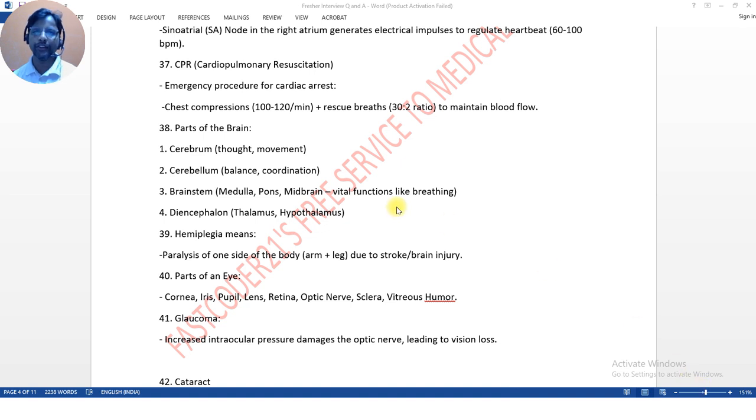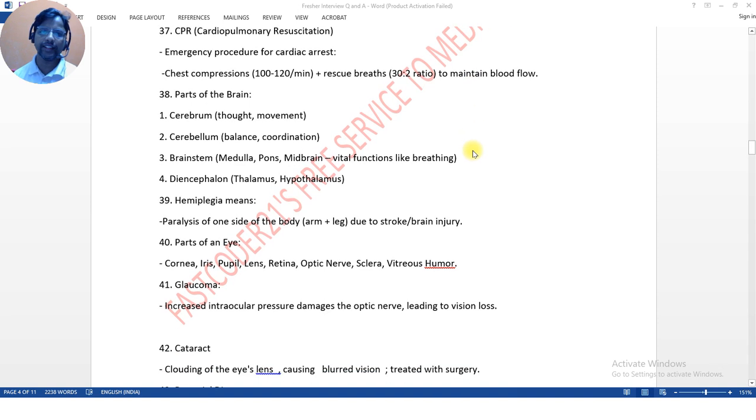So in part 1, we have learned until CPR, cardiopulmonary resuscitation. So this is basically the procedure for cardiac arrest, where the patient will be given chest compressions, 100 to 120 per minute, plus rescue breaths, that is a 30 to 2 ratio, to maintain blood flow. So next question is, parts of the brain.